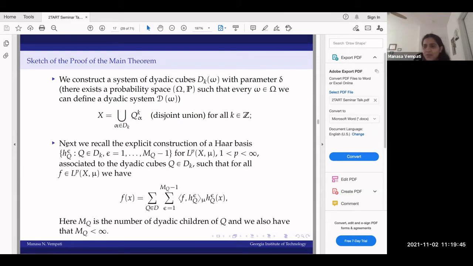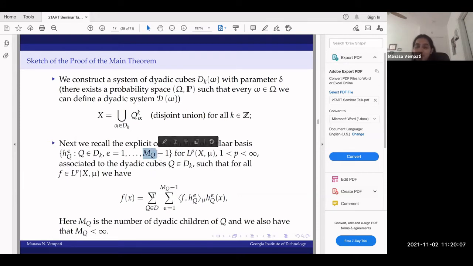And the next step would be to observe some kind of Haar decomposition for the functions that are defined on the L2 spaces of the space of homogeneous type. Even in the case that we were handling, we are able to observe that there was an explicit construction for the Haar basis given by h_Q^ε, where ε goes from 1 to m_Q minus 1.